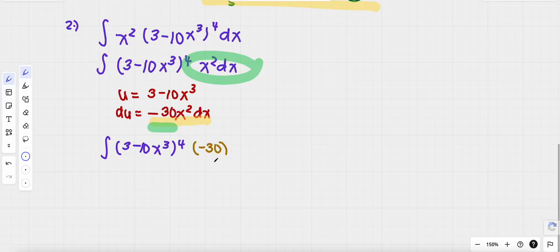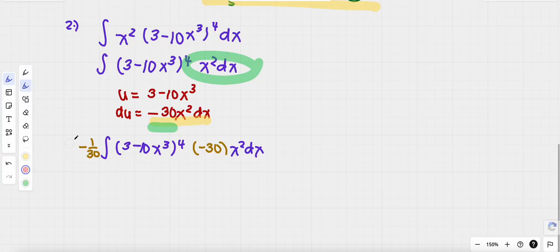So where did it come from, ma'am? We're the one who added it, or we multiplied negative 30 to get du. So we will have to multiply the 2 x squared dx. And since we multiplied negative 30 here, we will multiply outside the integral sign a neutralizing factor of negative 1 over 30. Alright?